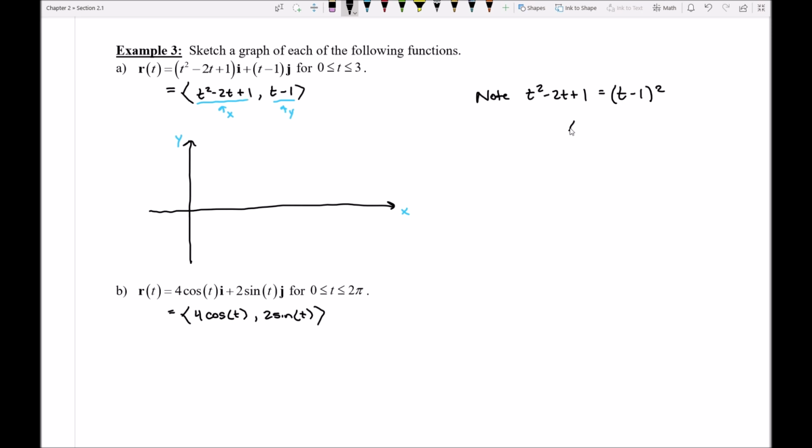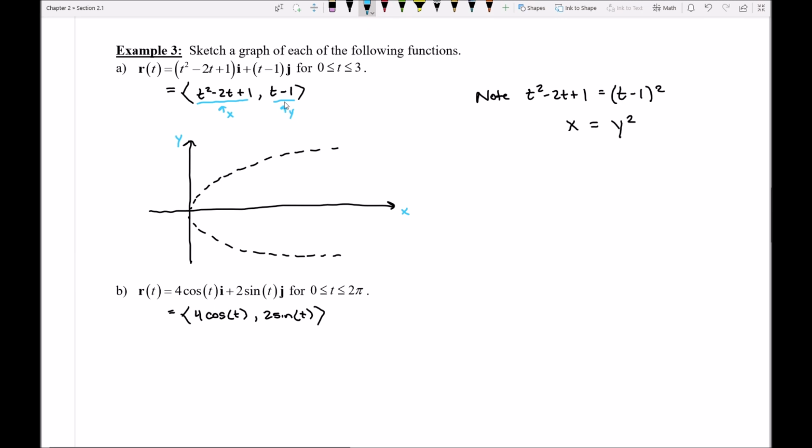Because this really implies that x is equal to y squared. Notice I just replaced my first part here with x because that's what it was representing, and my t minus 1 with y because that's what it was representing. And if I wanted to know what this graph looked like, that's super easy. That's a sideways facing parabola. Now, I have to be aware that I'm only interested in sketching this sideways facing parabola, which I'll loosely sketch out here, on the interval where t goes from 0 to 3.